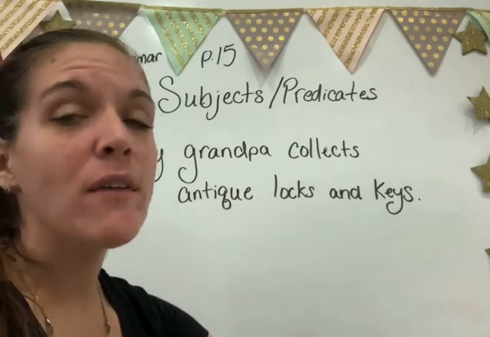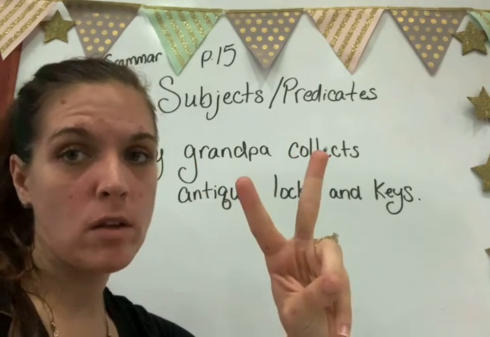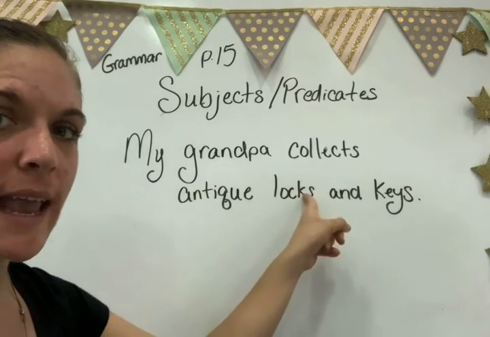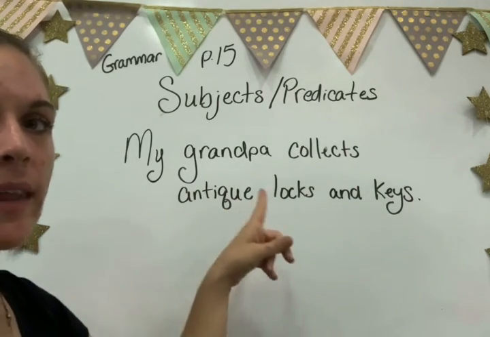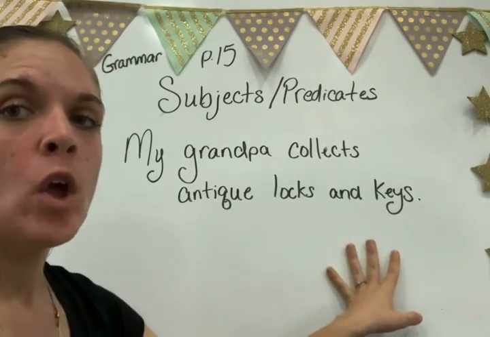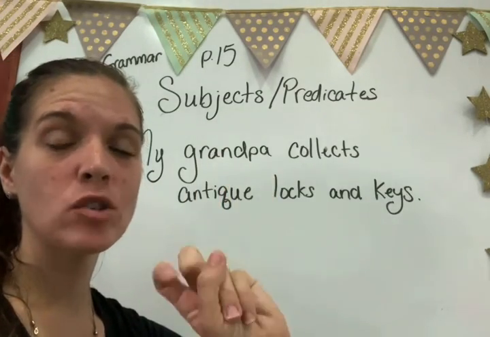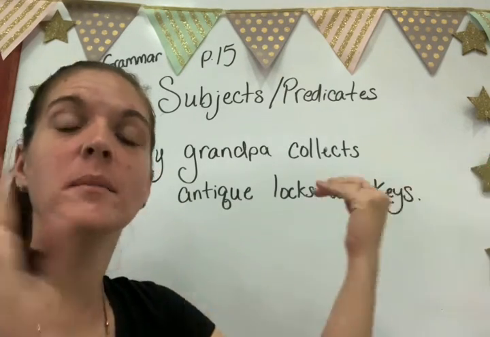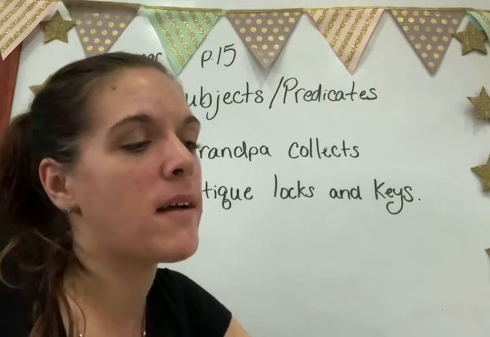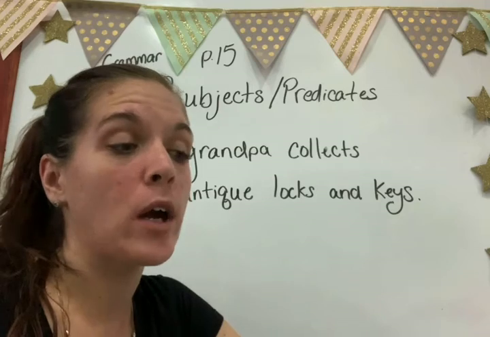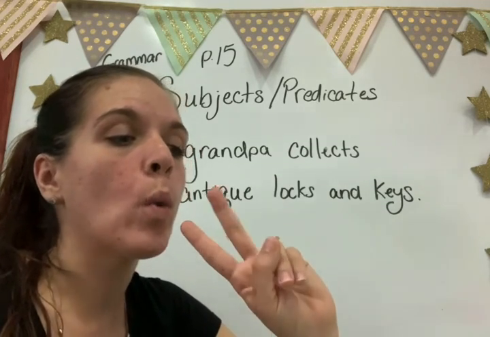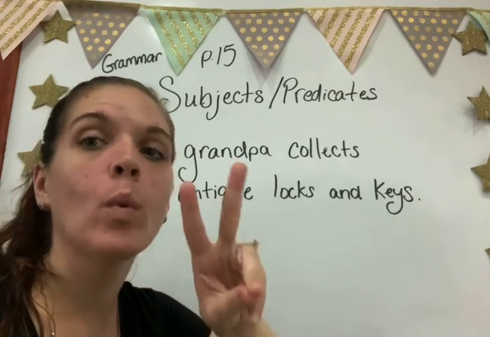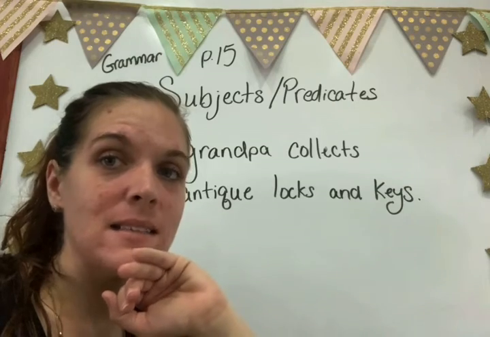Look at the green box. It says every sentence has two parts, okay? So let's look at our sentence right here. My grandpa collects antique locks and keys. We're gonna find two parts to this sentence. One of them is a subject, and one of them is a predicate. But what are they? What's the subject and a predicate? Look what it says in the box. The subject part tells us who or what the sentence is about.